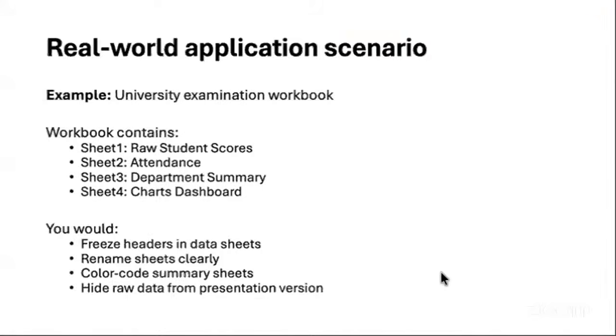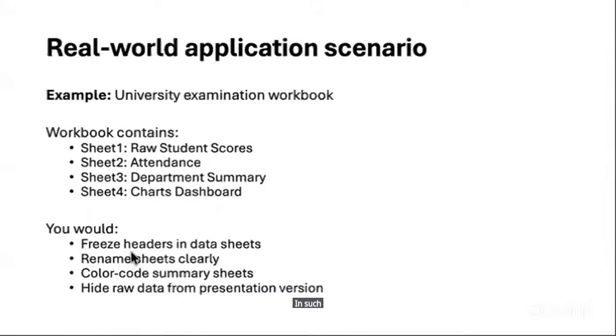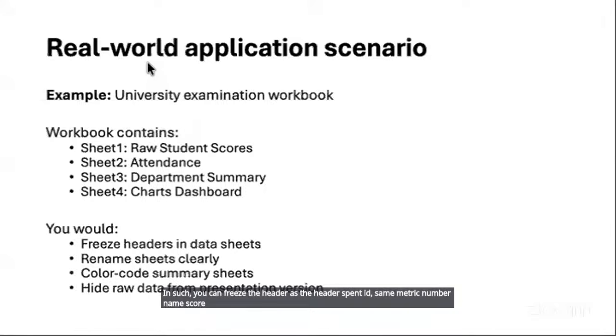Okay, this is a real world example where you are dealing with one Excel file. Inside it, you have sheet 1 that is the student raw scores, sheet 2 attendance, sheet 3 summary, sheet 4 charts dashboard. In such a case, you can freeze the header. That's the header: student ID, student matric number, name, score. That first row, you can freeze it. You can rename the sheets clearly. Sheet 1, you can call it raw student data. Sheet 2 can be attendance. Well, as you are seeing on the screen.